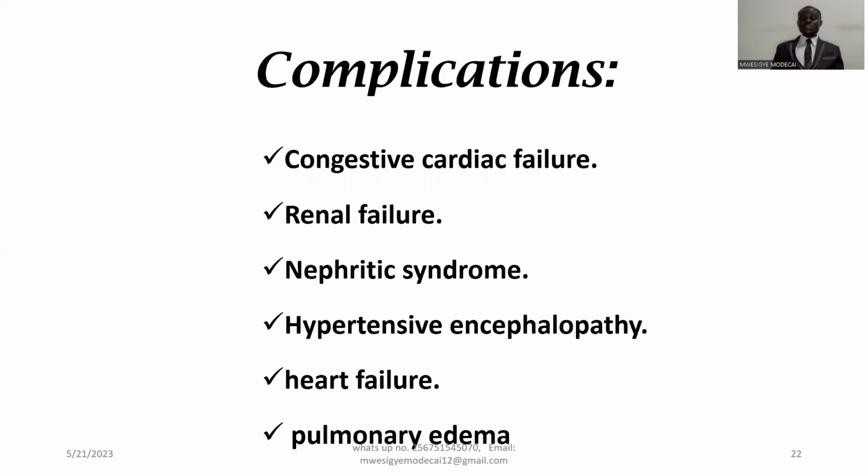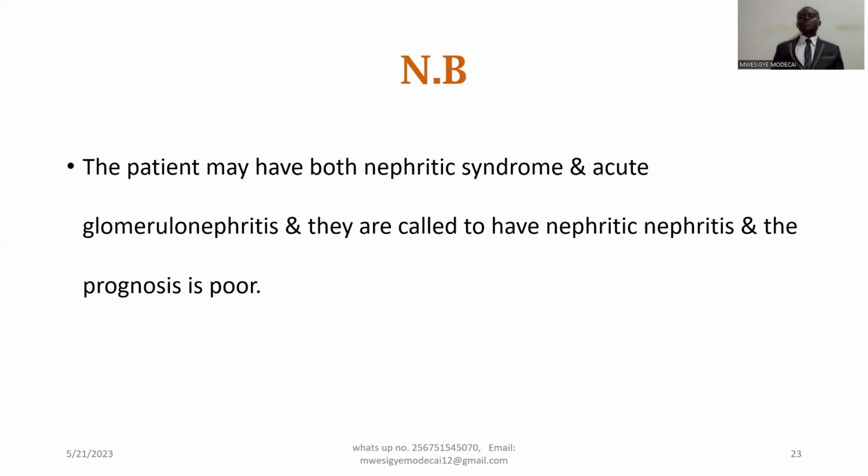One, congestive cardiac failure, renal failure, nephrotic syndrome, hypertensive encephalopathy, heart failure, and pulmonary edema. Something to note: the patient may have both nephrotic syndrome and acute glomerulonephritis, and in this case, we call it nephritic nephrosis, and the prognosis is poor.